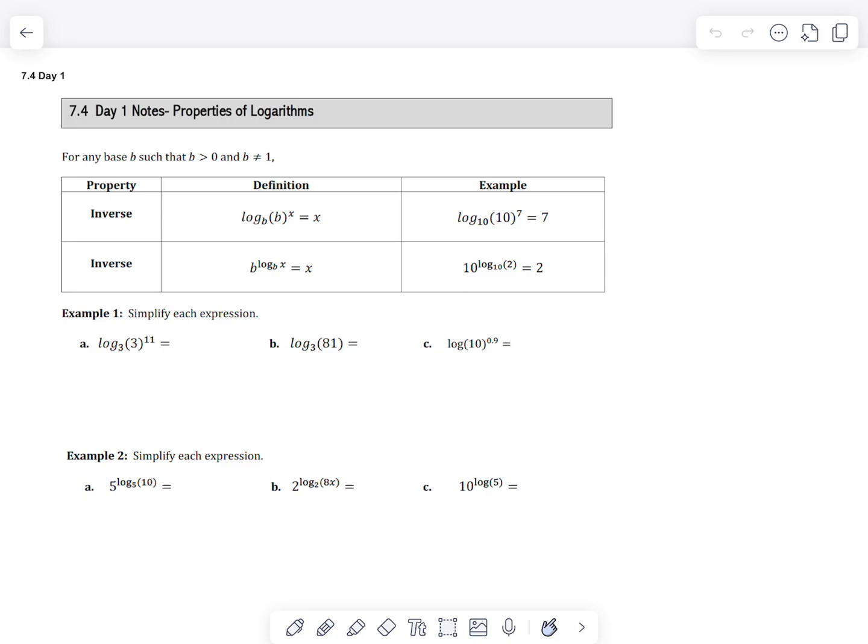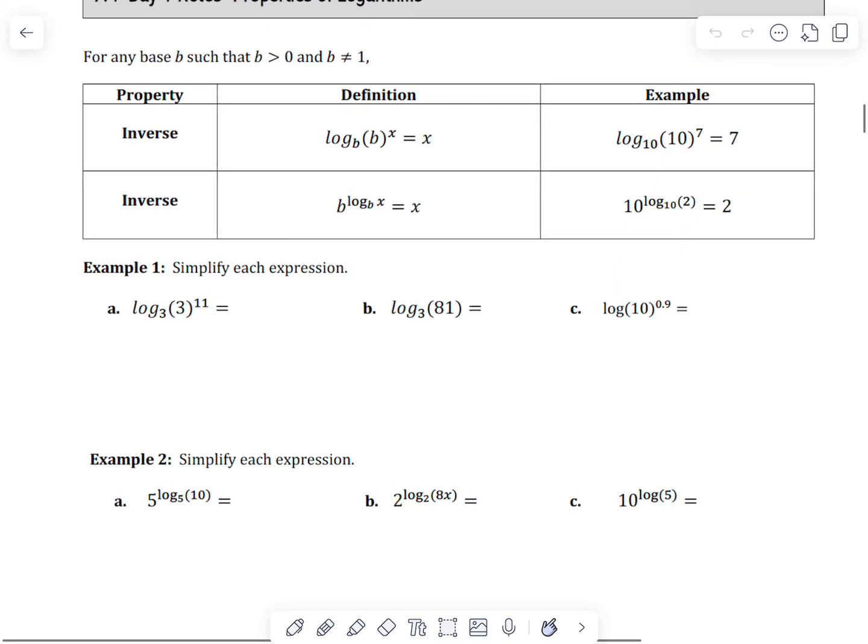Example 1. Log base 3 of 3 raised to the 11th power. They are both base 3. The logarithm is base 3. The exponential is base 3. So we're just going to equal 11.